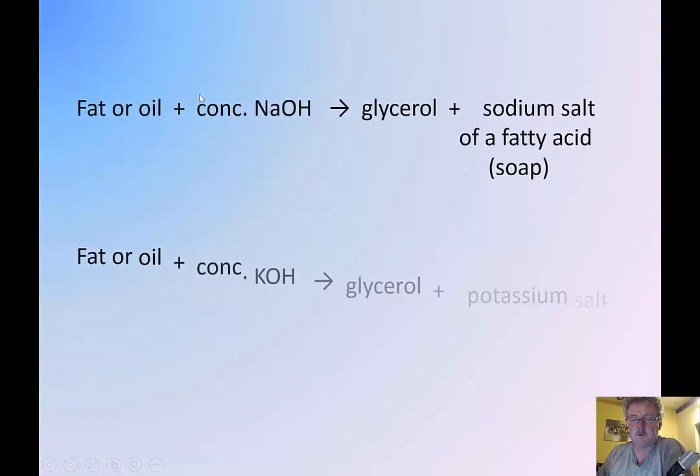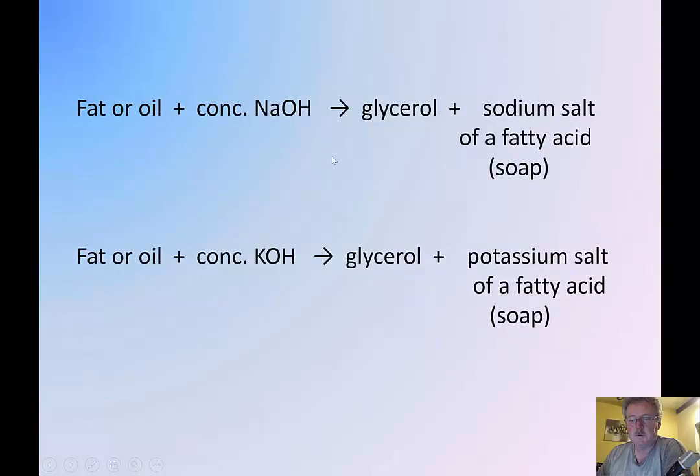Fat or oil and concentrated sodium hydroxide gives you glycerol and the sodium salt of a fatty acid. Fat or oil and concentrated potassium hydroxide gives you glycerol and the potassium salt of a fatty acid. So you've got these two separate ones, two different equations, both are saponification. Always remember, you get the fat or oil plus concentrated sodium hydroxide, you get a glycerol and the salt of the fatty acids that were attached to the glycerol.